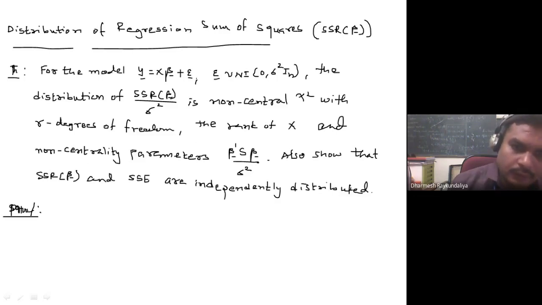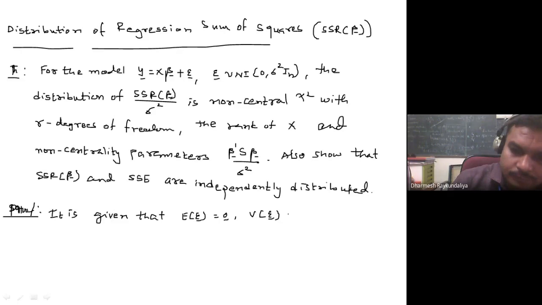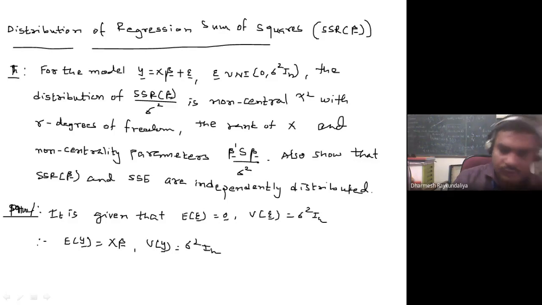So what we have been given, we will start from that. It is given that the expected value of ε is 0, the variance of ε is σ² I. Therefore, the expected value of y is a linear function of this, it is Xβ, and the variance of y is σ² I. So this we know.